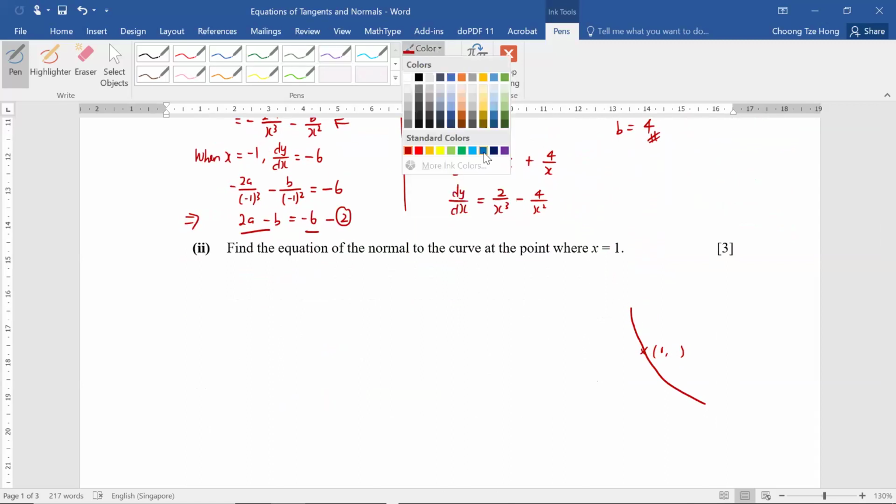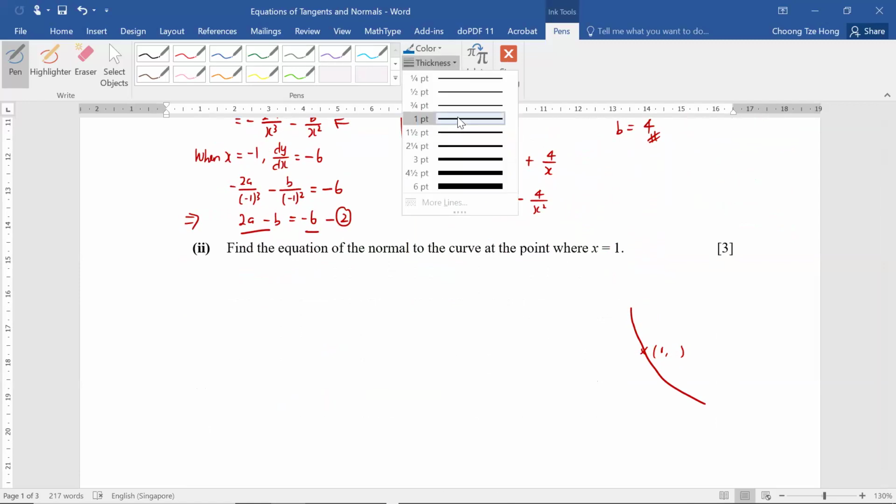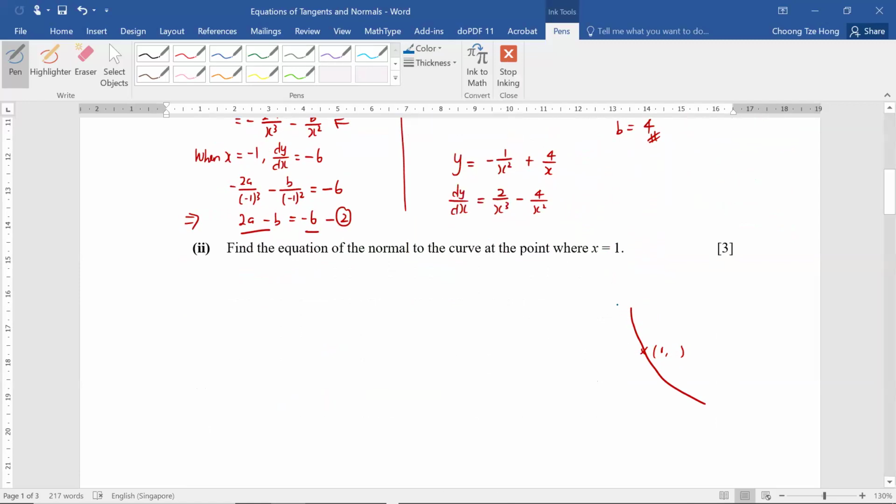Let me use a color pen. The tangent will be over here. So this will be the tangent. The normal will be perpendicular to the tangent, so the normal will be over here. They want us to find the equation of this normal.